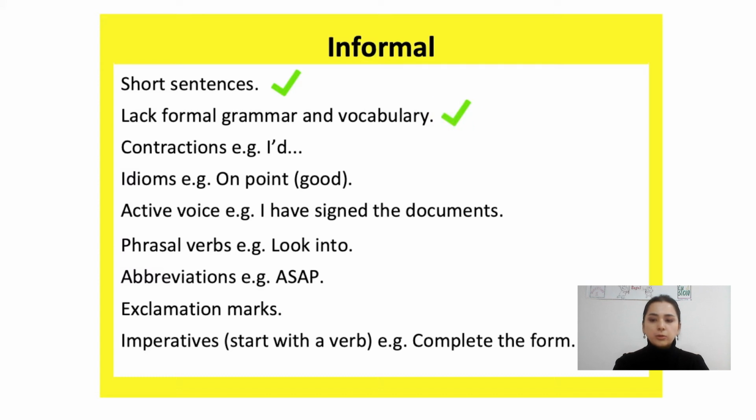Contractions are shortened words, and we usually place an apostrophe where the letter is missing. Contractions are used in informal language. For example, we would use the contraction I'd instead of I would. Idioms are expressions used in English. Idioms are generally used in informal language. For example, the idiom on point means good.